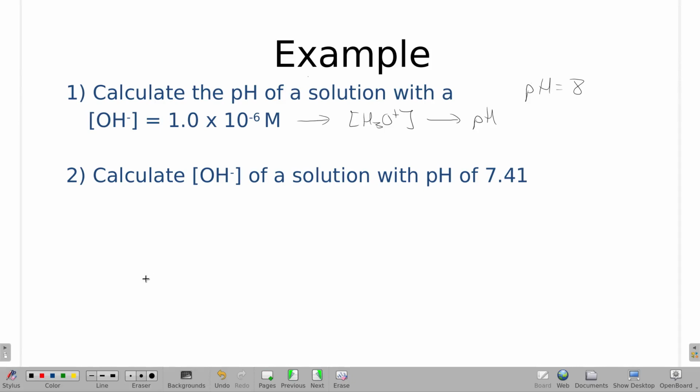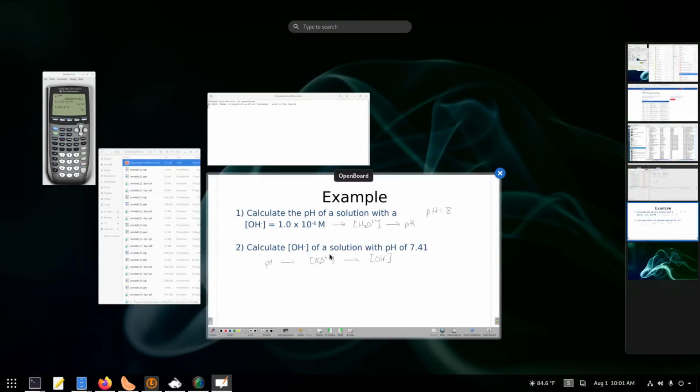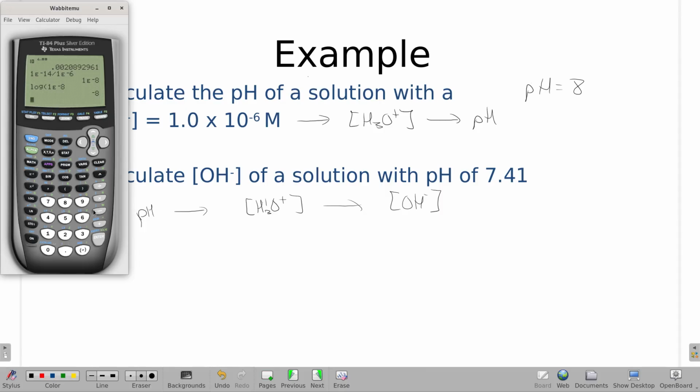Alright, now, got one where I gave you the pH. We're going to first turn the pH into the H3O. And once we have the H3O, then we'll do the OH. So how do we turn a pH into an H3O? Our secondary function of the log to the -7.41. That gives us the H3O concentration.